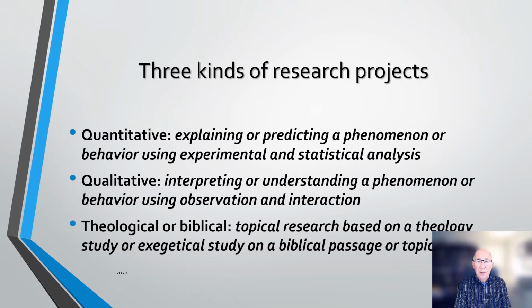There are 3 kinds of research projects that you can do. We've talked about some of this earlier. Quantitative research explains or predicts a phenomenon or behavior using experimental and statistical analysis. I'll illustrate that in the next slide, but this has to do with studying people and their reactions. You're not interviewing people, you're asking them specific questions to react in certain ways to explain what may be happening in a certain group of people, or that you want to find out what's happening among this group of people.